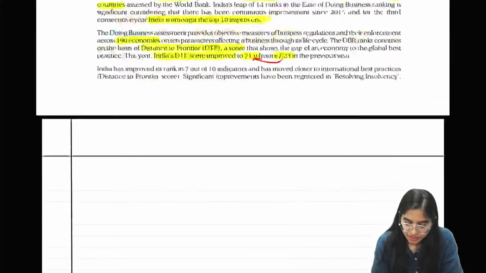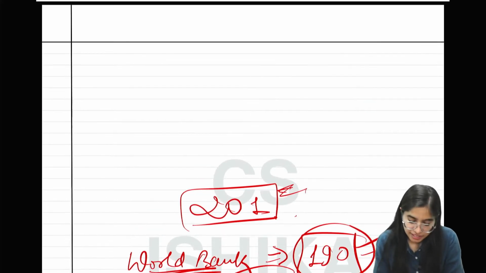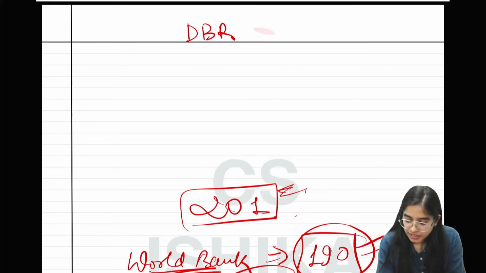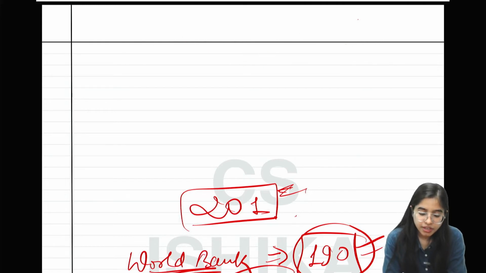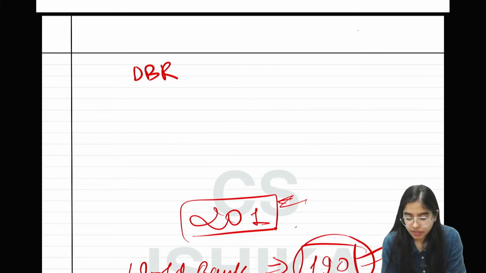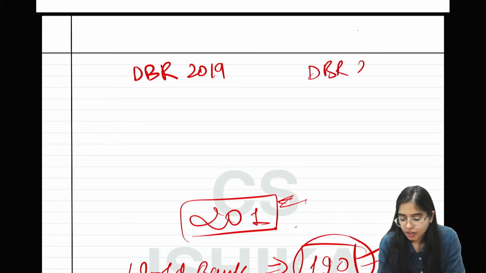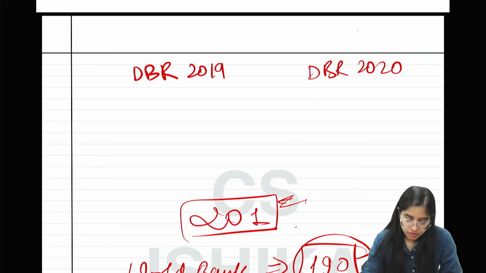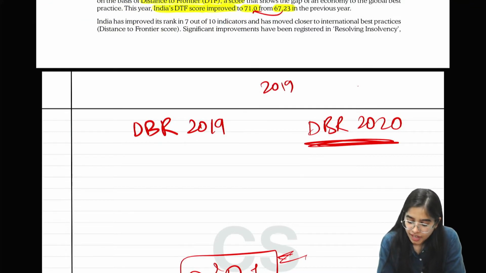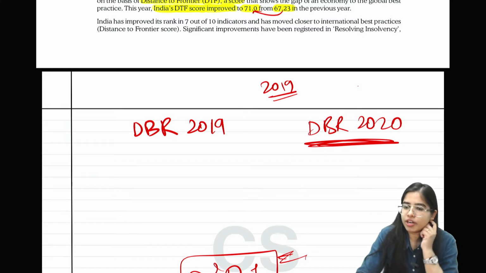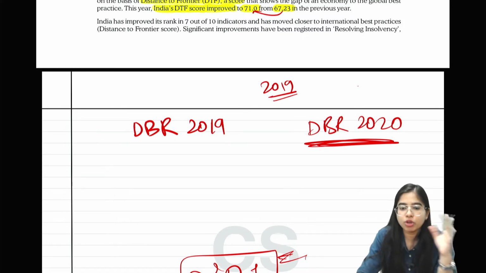So here, in every year, World Bank releases DBR, the Doing Business Report. Like DBR of 2020 will be released in 2019. DBR of 2019 will be released in 2018, like 1 year before. We are talking about DBR 2019 and DBR 2020. During COVID, World Bank did not release DBR. The last DBR 2020 was released in 2019, and DBR 2021 was not released in 2020, because that time we were having COVID.